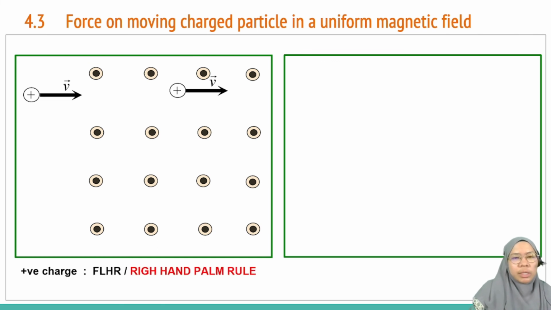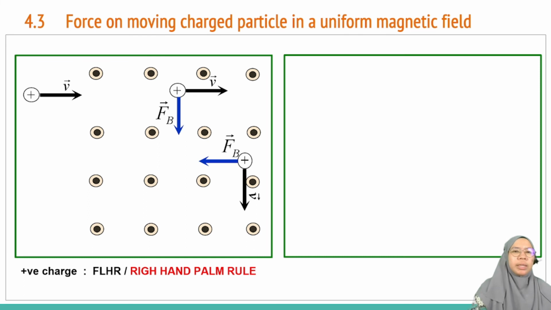Positive charge, use the right hand palm rule. Now we know the magnetic field is coming out of the page, so the four fingers of your hand are coming out of the page. Let's say I'm pointing in my direction and V is going to the right. So coming out from the palm is the direction of the force. So the charge will be moving in circular motion. It will travel in clockwise direction.